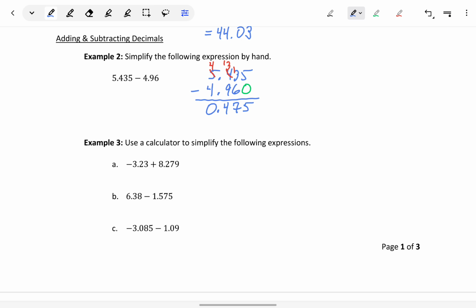It's good to remember how to do that process if we ever need to, but we are also going to be allowed to use calculators in this course. So now in example 3, we want to take a look at doing some decimal arithmetic using a calculator. This oftentimes seems like it's going to be much easier. It usually is, but there are still some tricks that we need to look out for. For instance, in part A, we start off with negative 3.23.